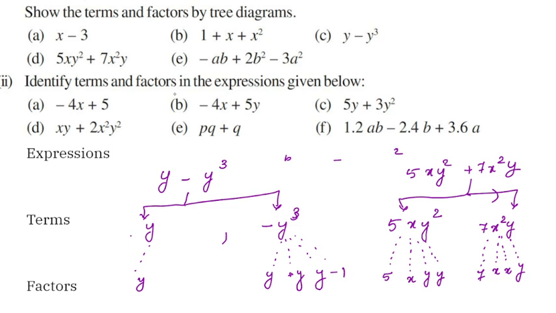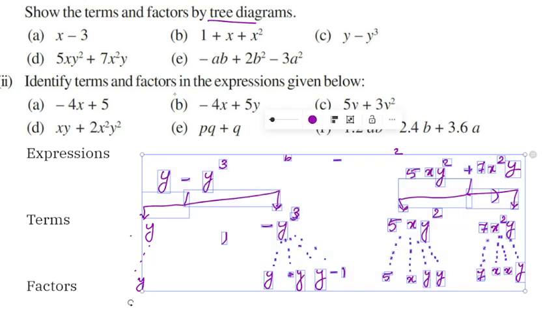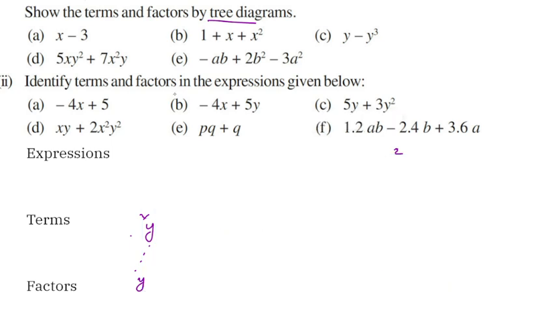I'll leave that. The next question is also the same thing, but you need not draw the tree diagrams. Here we have drawn the tree diagrams, but for the next question we need not draw them. Identify the terms and factors in the expression given below. You need to only identify the terms and factors here. What is the first question? Minus 4x plus 5.